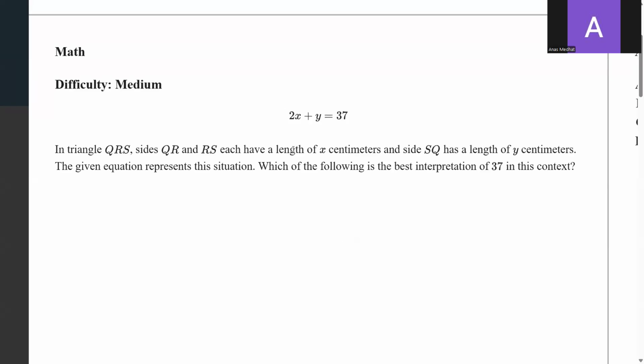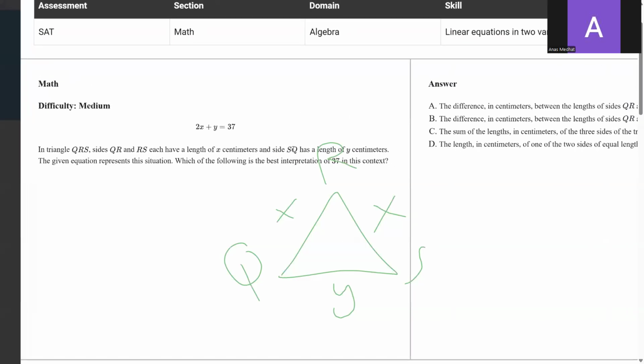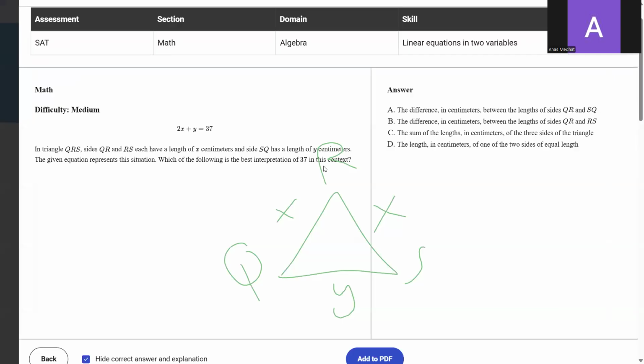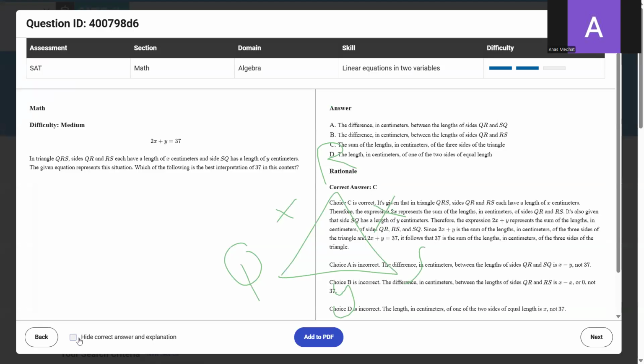So we have a triangle QRS. This is the last question. QR and RS have the same length of x centimeters. SQ has a length of y centimeters. 37 should be the perimeter, the sum of lengths in centimeters of the three sides, 2x plus y. So the answer should be C.